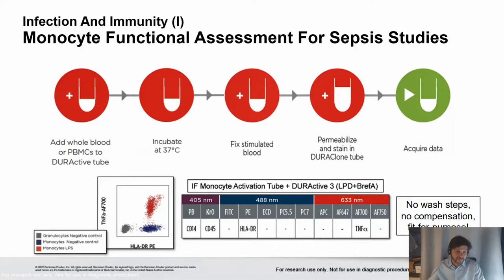We incubate this for 2.5 hours at 37 degrees. Then we apply a fixation, permeabilization, and stain in the DURAClone tube, and then we are acquiring the data. So along all this process, we have not handled anything else than the sample and maybe some washing buffer or some permeabilization buffer.